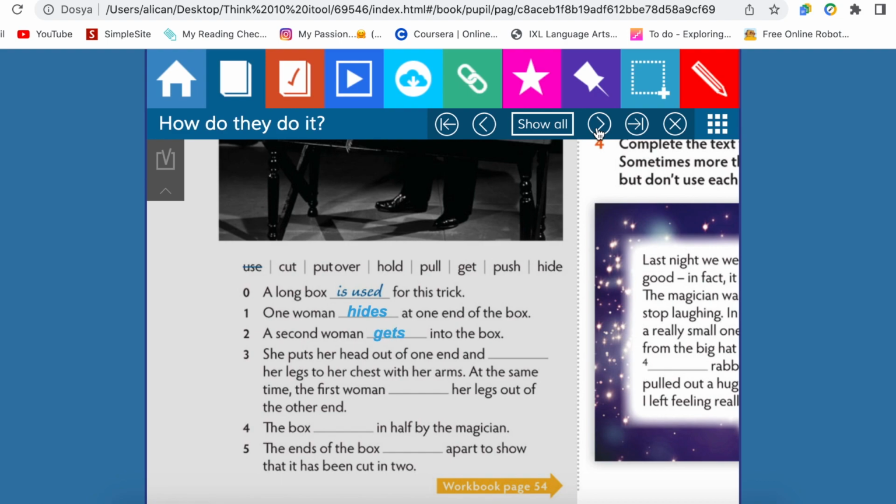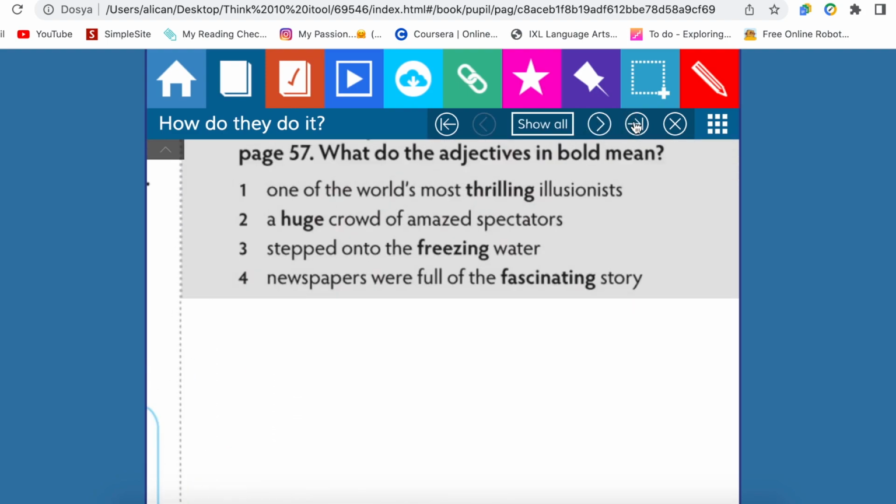The first woman pushes her legs out of the other end. The box is cut in half by the magician. The ends of the box are pulled apart to show that it has been cut in two. Okay, now let's go back to our presentation.